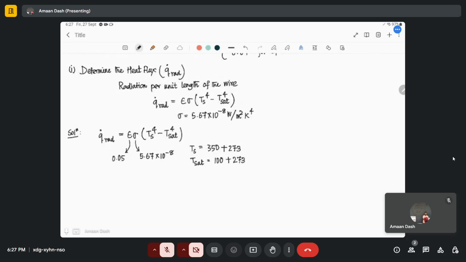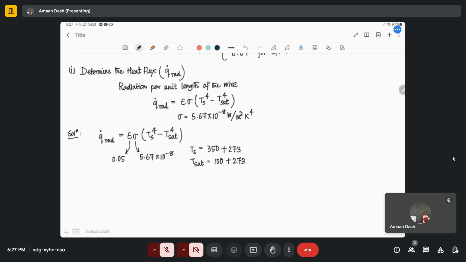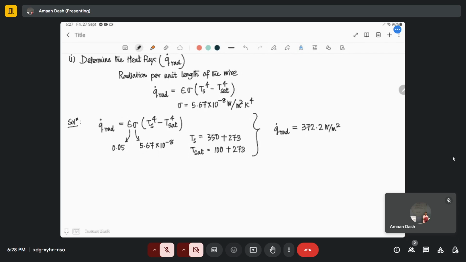Correct? So if you substitute all the things, you will be getting Q dot of radiation is equal to 372.2 watt per meter square. Okay, so this is quite straightforward, right? Now let's go to the next bit.